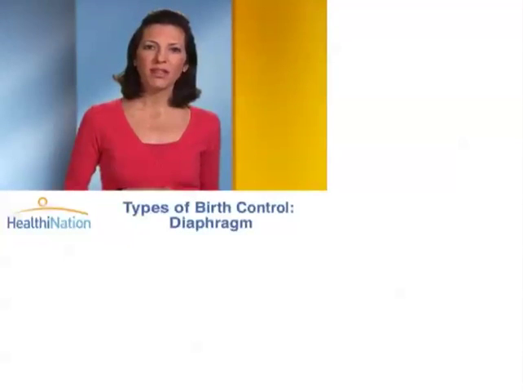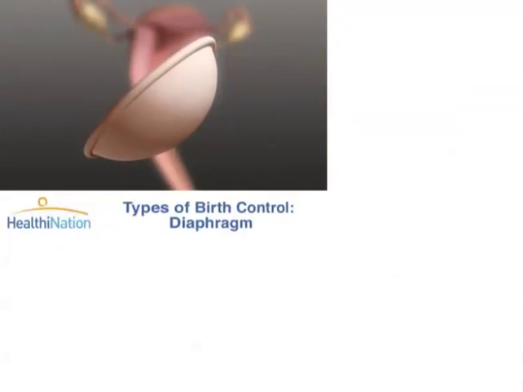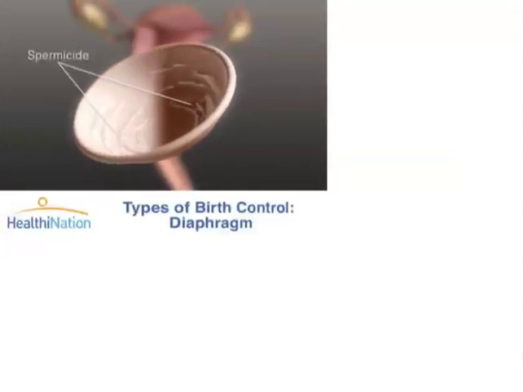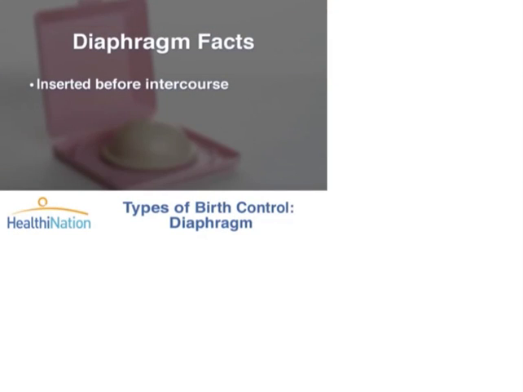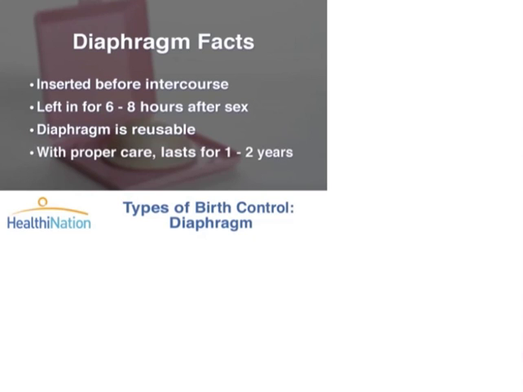The diaphragm is another barrier device. It is a small disc that you insert into the vagina and fit over the cervix. The diaphragm holds spermicide in place to prevent fertilization. The diaphragm must be inserted before intercourse and left in place for 6 to 8 hours after sex to ensure proper protection. The diaphragm is reusable and with proper care can last for up to a year or two.